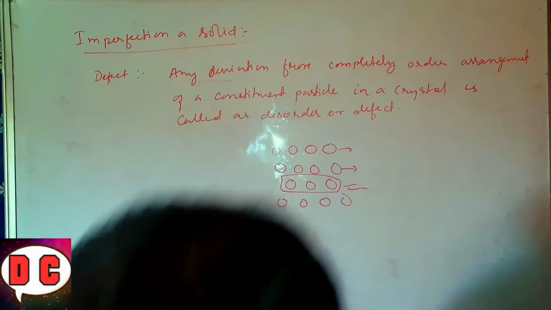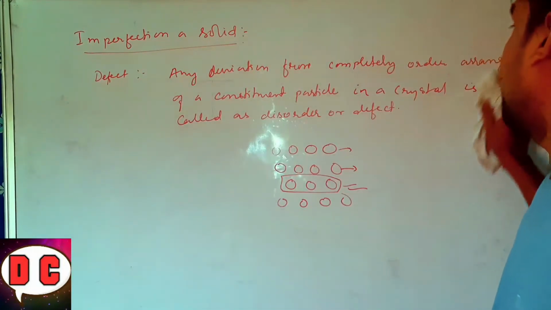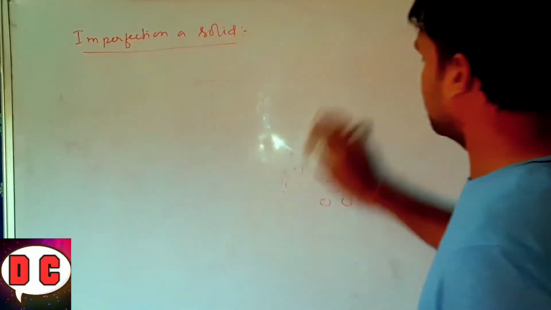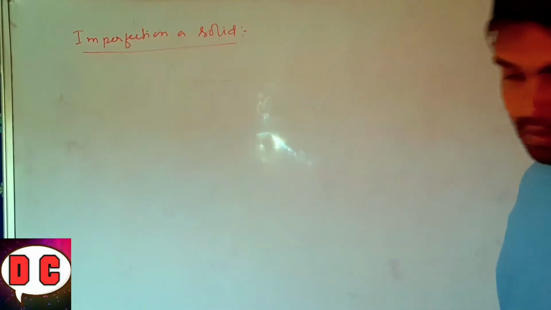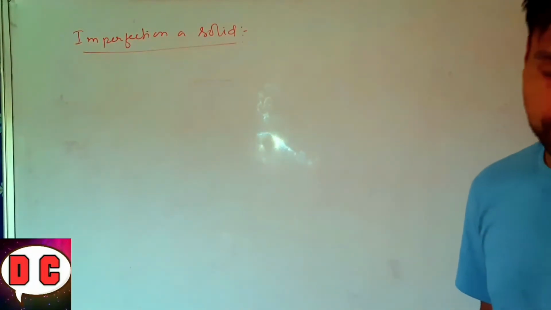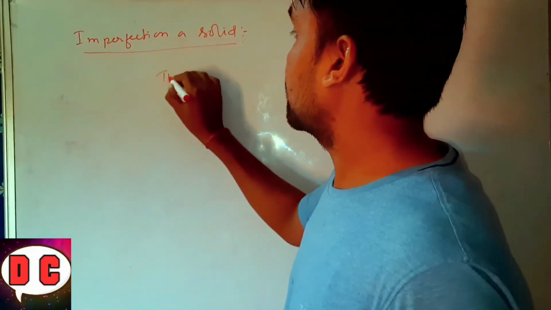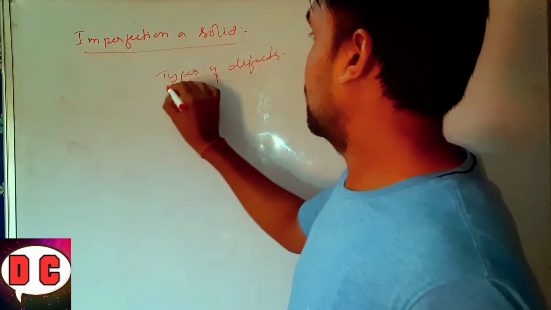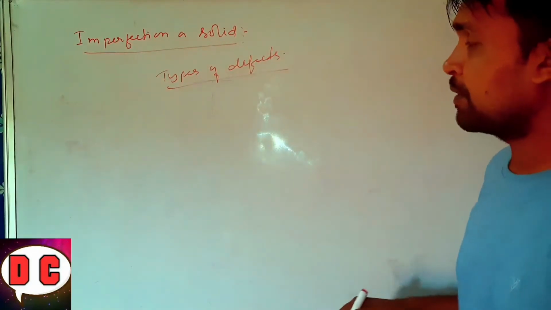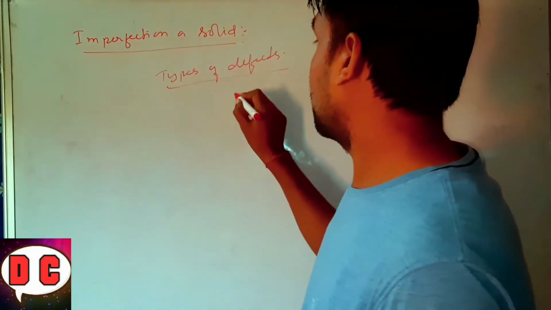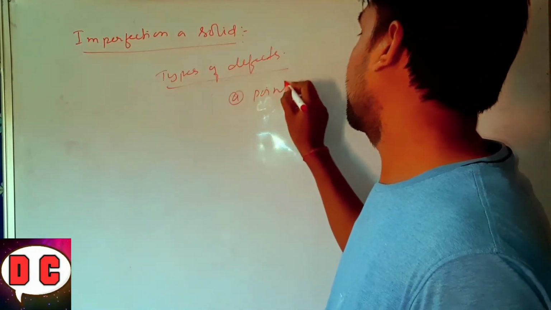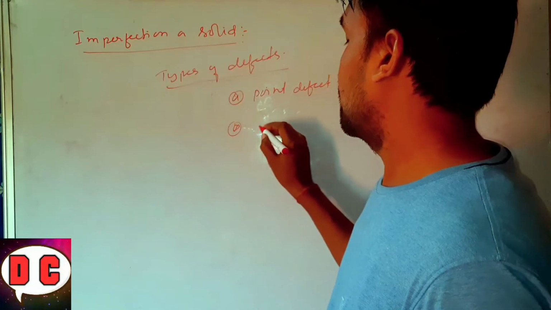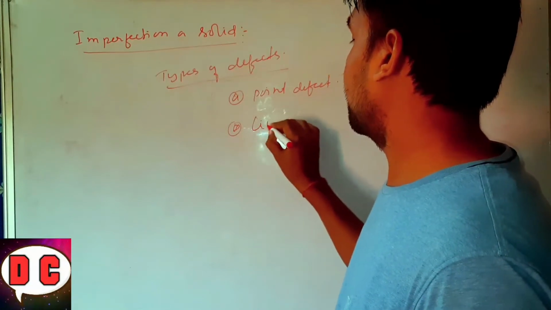Next we are going to discuss types of defects. Basically there are 2 types of defects. One is point defect, and the second one is line defect.